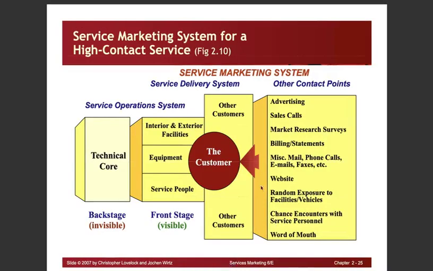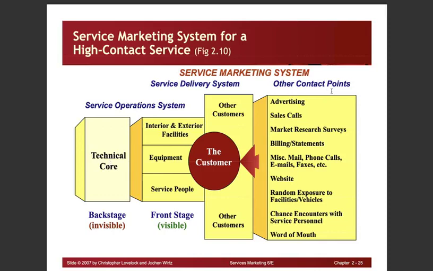So here is the illustration of high contact service. This is you, the customer. Of course, we make contact with the interior and exterior facilities. This is called physical evidence and equipment, and the service people that I mentioned before. This one is the front stage, or in banking, you face customer service and tellers. This is the ATM machine, for example, interior and exterior facilities, also ATM machines and the banking waiting room, etc., including the toilet, guys. And how about the technical core and the backstage? Of course, they have very complex servers, equipment, etc.